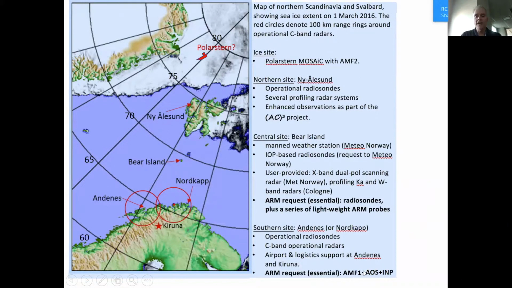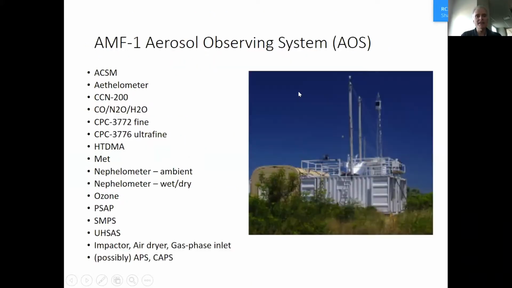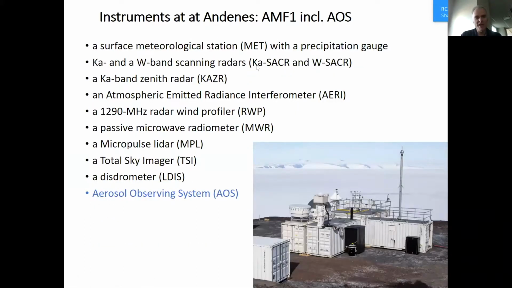And the ARM request there is for the AMF-1, as well as the aerosol observing system and ice nucleating particles. So I'll finish off with this slide here, just showing what some of the instruments will be at Andenes. Such as the standard AMF-1 instruments, which include a surface meteorological station, Ka- and W-band scanning radars, Ka-band zenith radar, an ARSCL, radar wind profiler, we'll have microwave radiometers, lidar, total sky imager, and disdrometer, as well as the aerosol observing system. So I think in the interest of time, I'll stop there and hand it back to Sally.